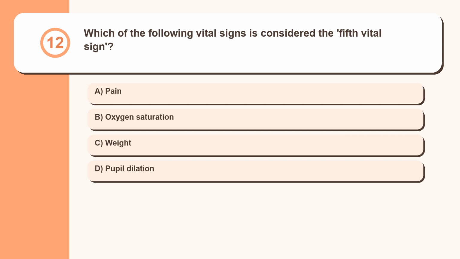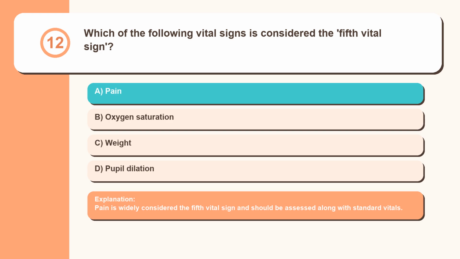Question 12. Which of the following vital signs is considered the fifth vital sign? Pain, oxygen saturation, weight, pupil dilation. Pain is widely considered the fifth vital sign and should be assessed along with standard vitals.